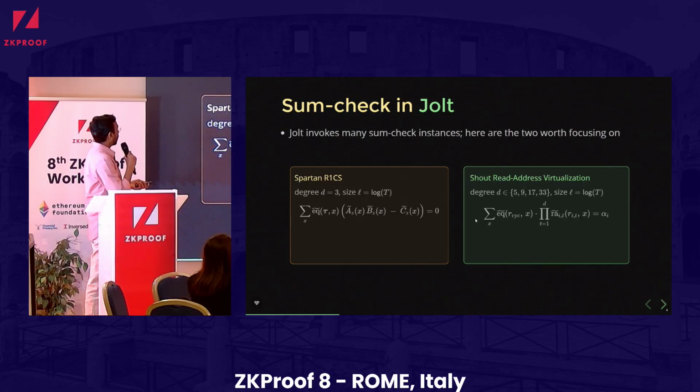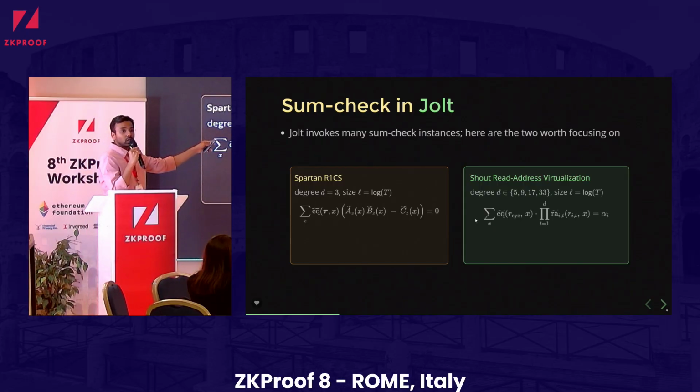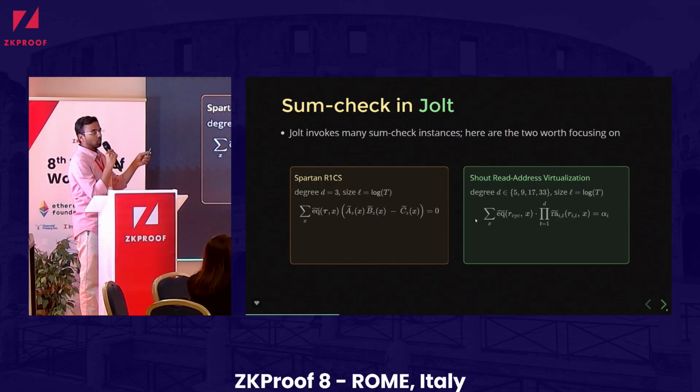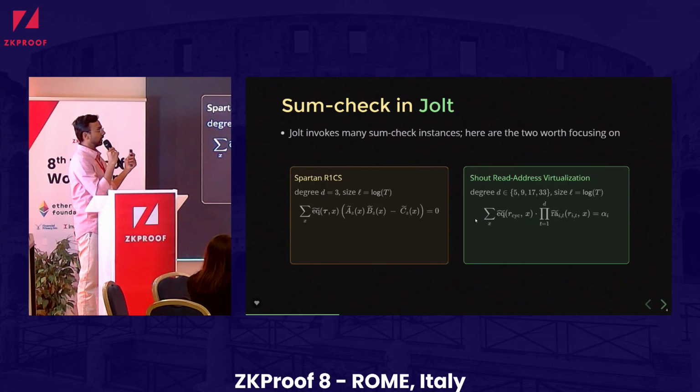The reason I chose these two as examples is the first one is a degree 3 sum check, while the second one is a much higher degree sum check. It could be 5, 9, 17. It's a configurable parameter in Jolt, which will then decide the degree. So the right one is a high degree sum check. The left one is a low degree sum check. So it's a big spectrum that we were trying to target to come up with optimizations.